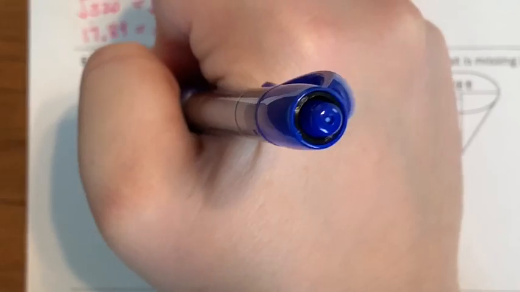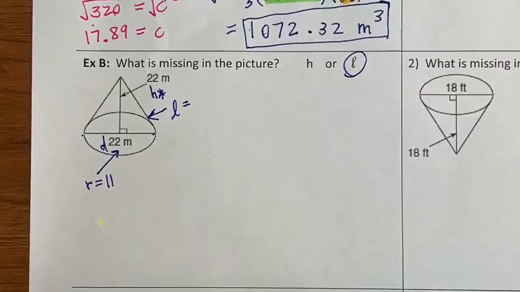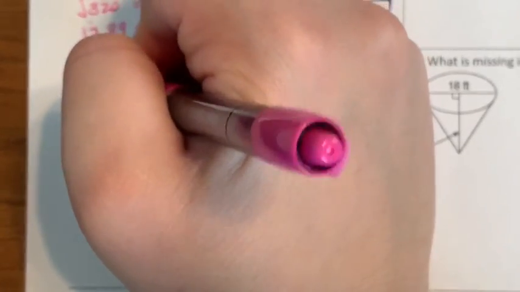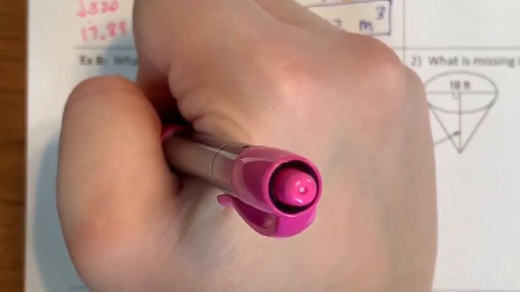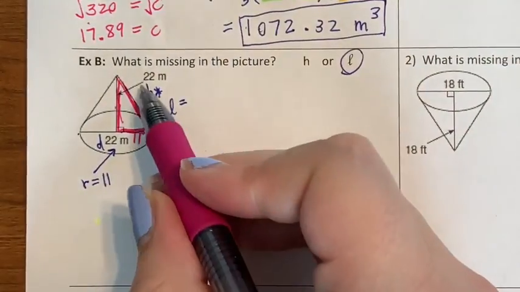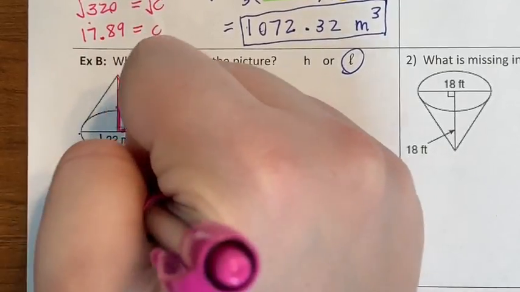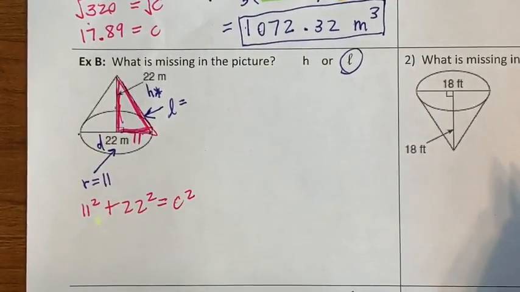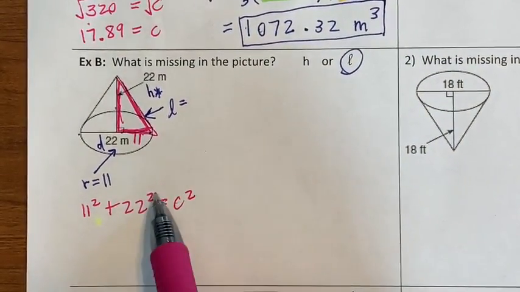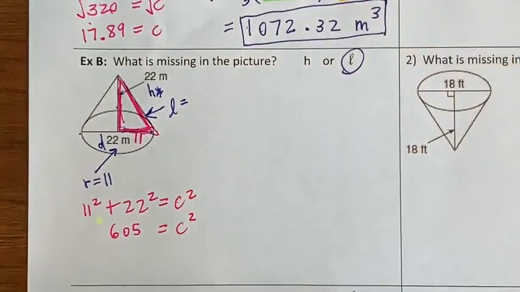We need to find on the outside here what our slant height is. So again, we're missing slant height. If it's helpful, you can emphasize the right triangle that you're looking at. Right angle, so you've got 2 legs. So your legs here, your radius right here would be 11, and your height is 22. So I'm doing 11 squared plus 22 squared equals c squared, or you could say your slant height squared. When I do 11 squared plus 22 squared, I get 605 equals c squared.